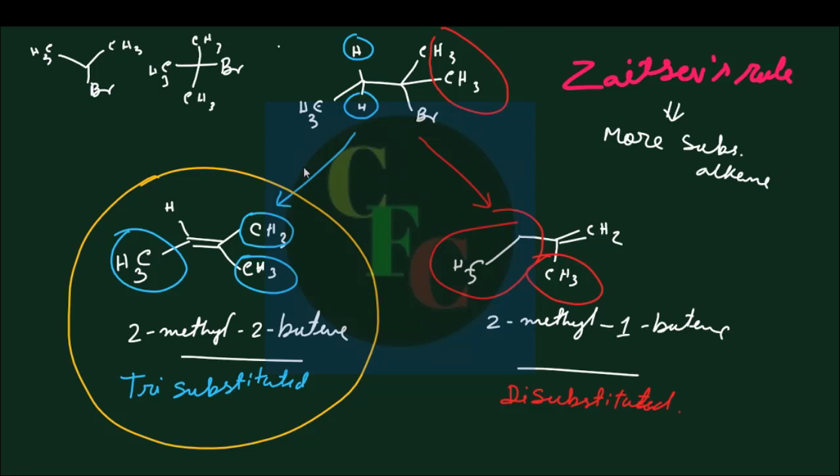So when there is possibility of more than one type of alkene, we have to look for different types of beta hydrogen. If there are different types of beta hydrogen, then only will Zaitsev's rule be applicable. But for cases where there is the same type of beta hydrogens, there is no need to apply Zaitsev's rule, because there will be only one type of product.